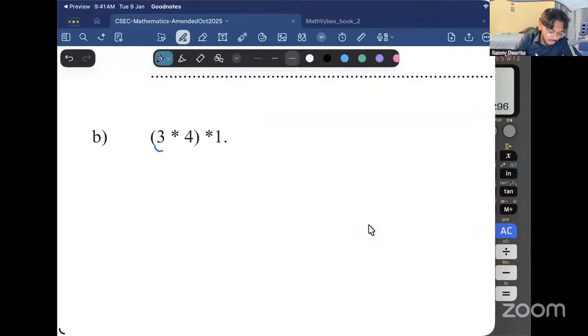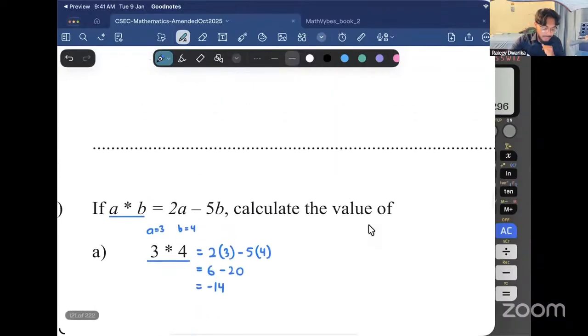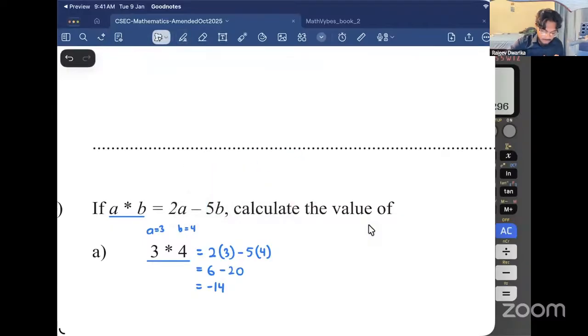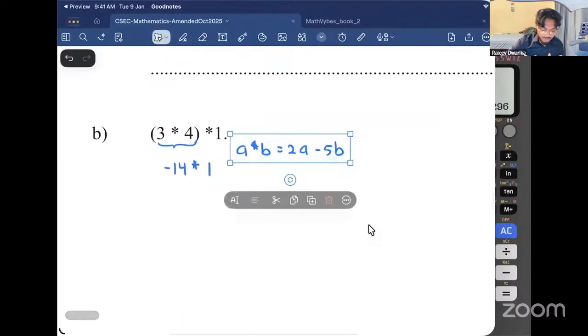So, do we know what 3 star 4 would be? Is that something hard? Negative 14. Right, we know that's negative 14. And so this problem boils down to minus 14 star 1. You understand that? Yes, sir. What operation are you seeing in the middle? The star. And the star operator is defined as A star B is equal to 2 times whatever A is minus 5 times whatever B is. So tell me, how would I answer this question now?